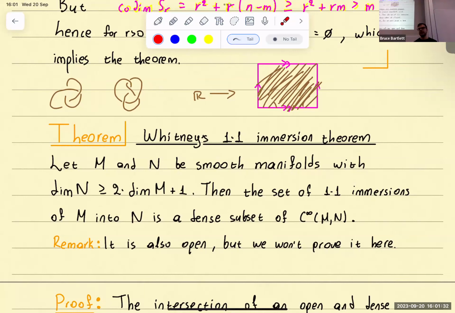If you did a similar thing in the plane, so if you had a curve in the plane, then this theorem would be false. Because no matter how you perturb it, if it self-intersects, you can't perturb away the self-intersection. Whereas in R3, you can perturb it.